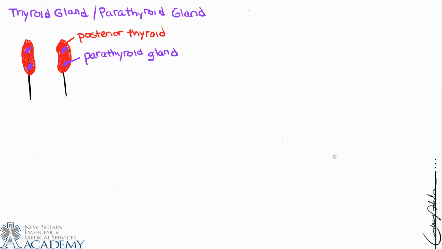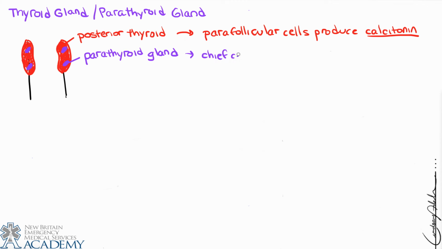The other type of cell that's found in the thyroid gland is the parafollicular cell. And just to be clear, it's not only in the posterior thyroid. The entire structure of the thyroid contains both follicular cells and parafollicular cells, and they're in generally close proximity. Parafollicular cells are also called C cells, and they produce calcitonin. And the parathyroid gland contains chief cells that produce parathyroid hormone, which is abbreviated PTH.